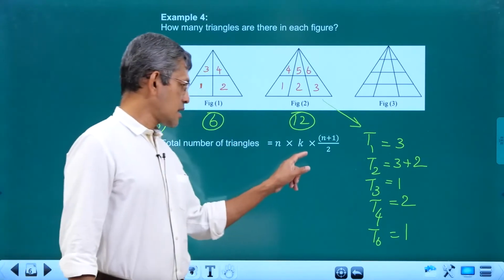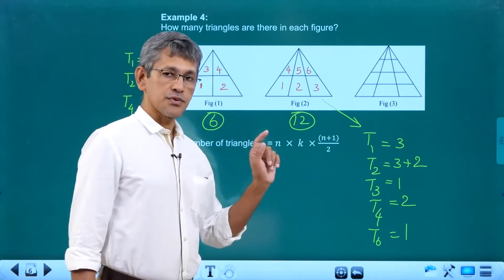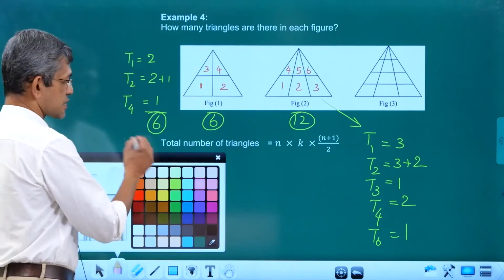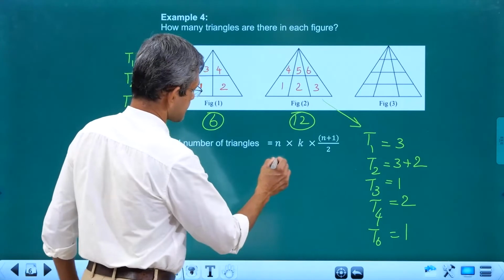N into k into n plus 1 by 2. So what is n here? What is k here? That's a question in front of us. Which one is n? Which one is k here?